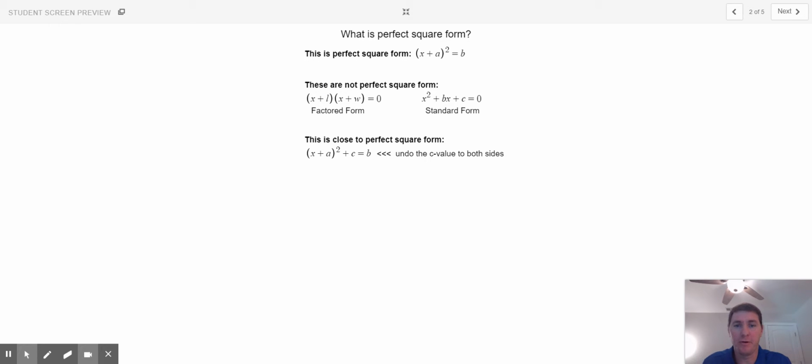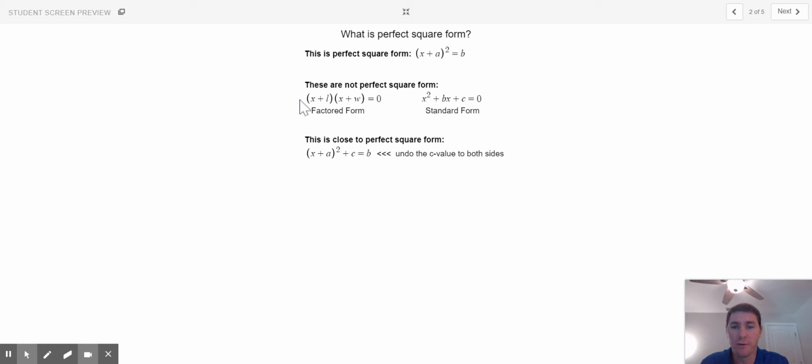So this is a perfect square equation. Notice how it's a perfect square and it equals a number. Right here, this is our perfect square: x plus a times x plus a. The length and the width are exactly the same, and therefore it creates a square.